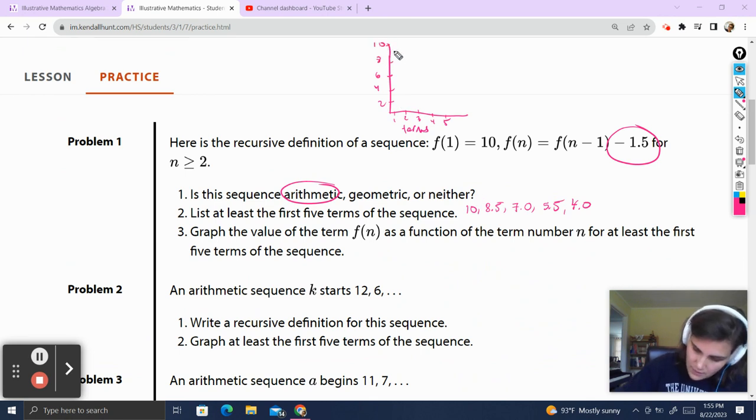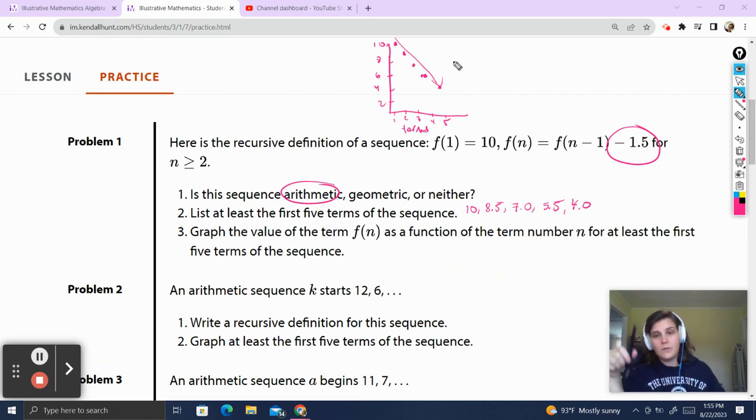The first term is 10. The second term is 8.5. The next term is 7. The next term is 5.5. And then the next term down there is 4.0. This 5.5 should be closer to there. It's a line, and that's how we know it's arithmetic. Arithmetic sequences always make a linear function when graphed, or a line.